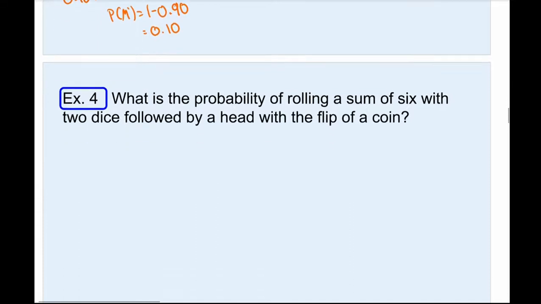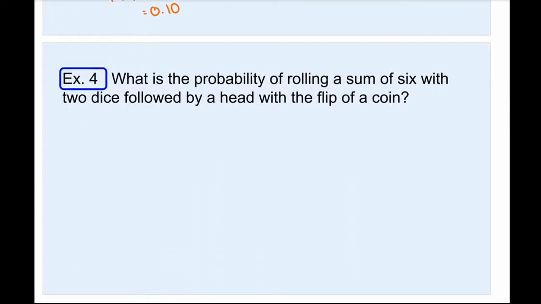Moving on to a more straightforward one, what is the probability of rolling a sum of 6 with 2 dice followed by a head with the flip of a coin? Again, I don't see the word and in here. I also don't see or, so let's read through and underline some things. What is the probability of rolling a sum of 6 with 2 dice, so there's one event, followed by a head with the flip of a coin? So there's the second event.